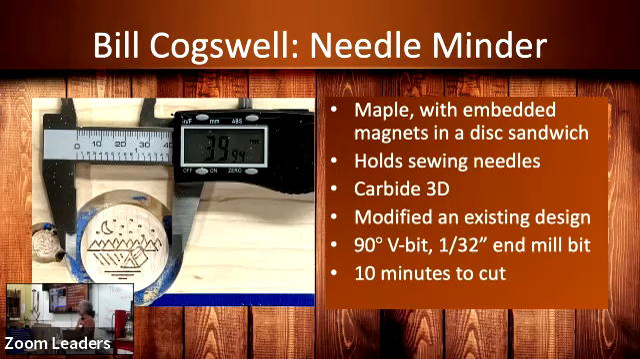So he made it out of maple. The idea is this holds needles, sewing needles. So he's got a magnet sandwiched in between a couple of pieces of wood. Same on Carbide 3D, still a 90-degree V-bit. And then to get that detail, using a 1/32 bit, that's a pretty fine end mill bit to cut. And it only took him 10 minutes.